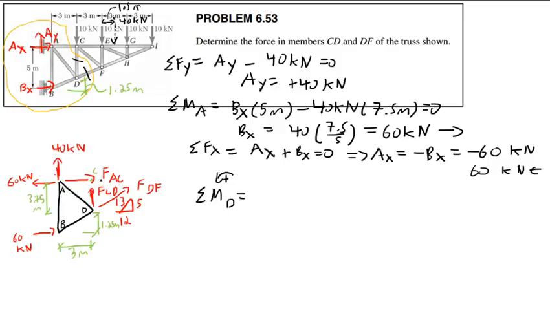So some moments about D. Let's see. FAC is going to generate a negative moment times a perpendicular distance of 3.75 meters. Then, neither FCD nor FDF will generate a moment about D because their lines of action go through point D. Then, minus 40 kilonewtons times 3 meters plus 60 kilonewtons times 3.75 meters.